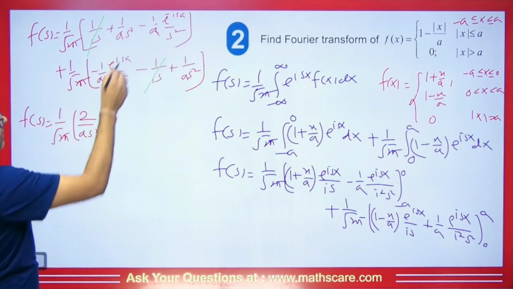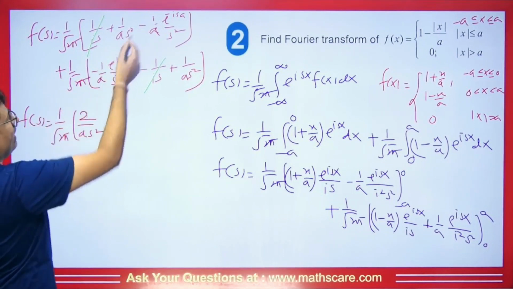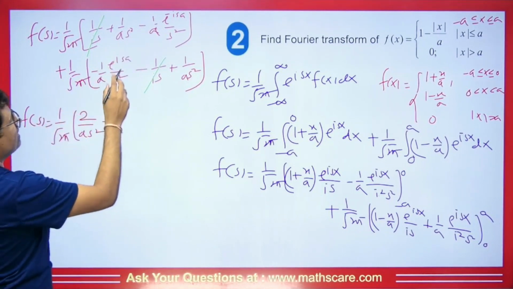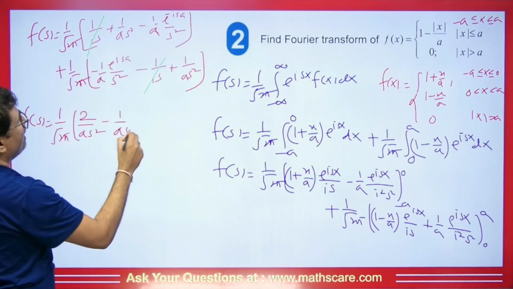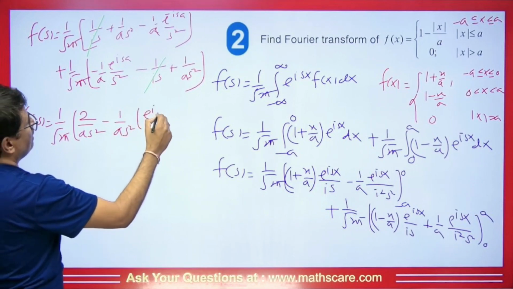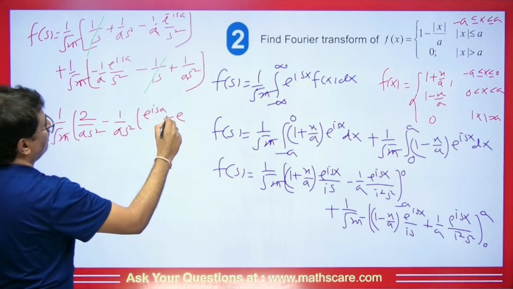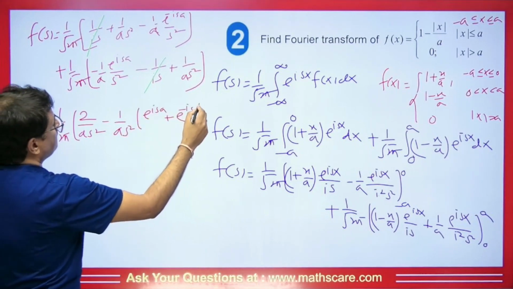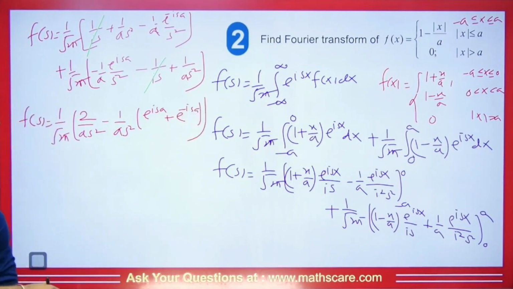And you can also notice some things are common. So this minus and this minus sign is common here. Therefore, we are getting minus 1 upon a s square common. This will be e to the power iota sa minus, sorry, it will be plus e to the power minus iota sa. This is what we will get as its value here.